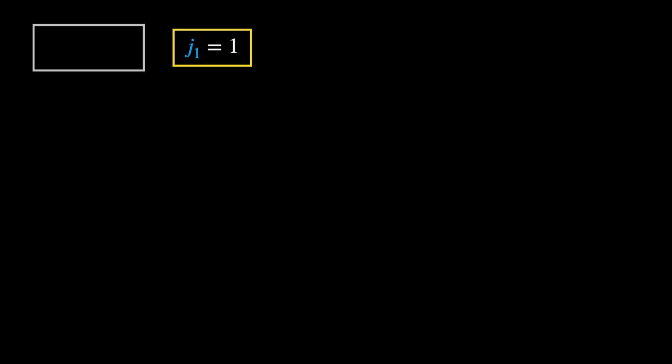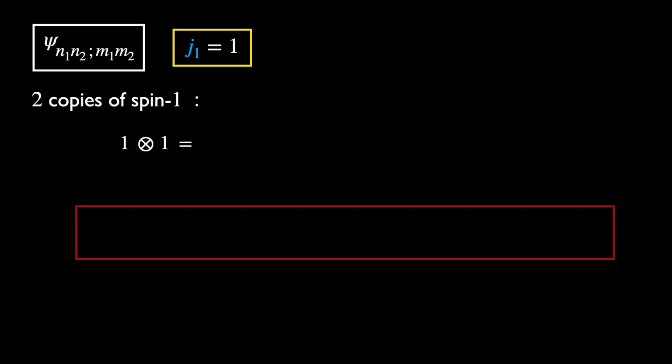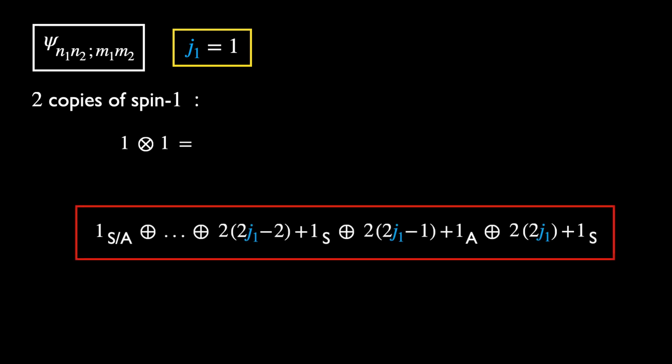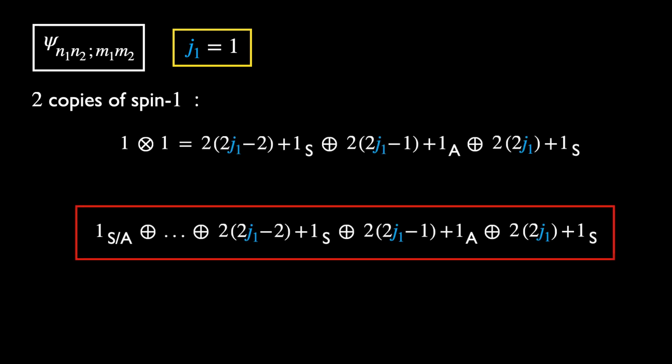Let's do one more example. J1 equals 1. Psi has two indices on either side of the semicolon. This is the product of two spin 1 multiplets. We can read this off the general result in the red box directly. So we have a spin 2 multiplet with 5 symmetric states, a spin 1 multiplet with 3 anti-symmetric states, and a spin 0 singlet that is symmetric.